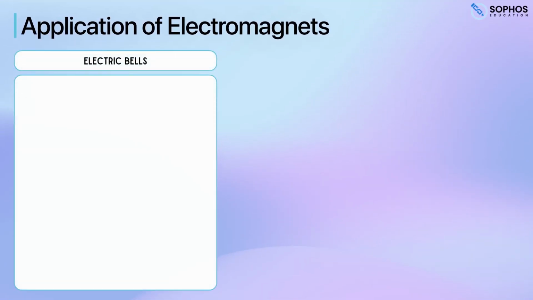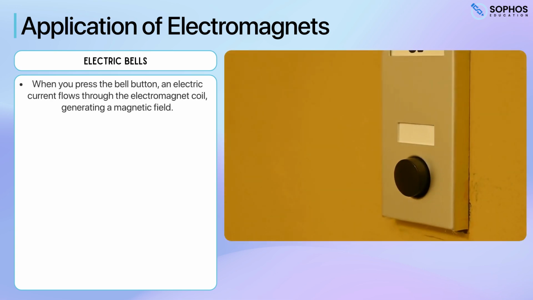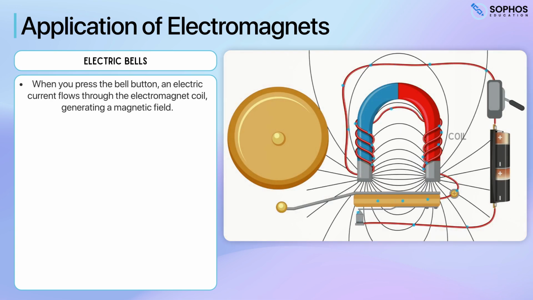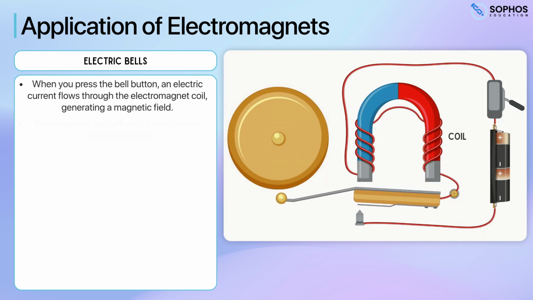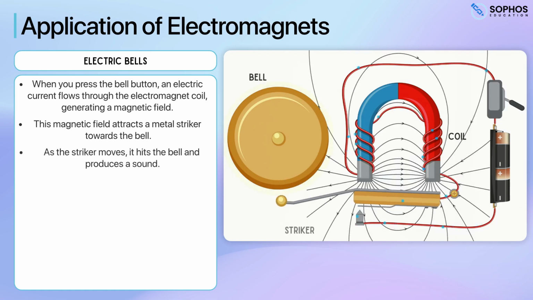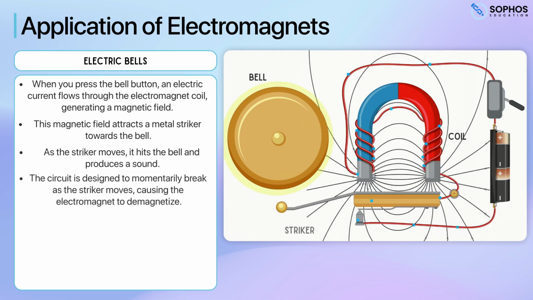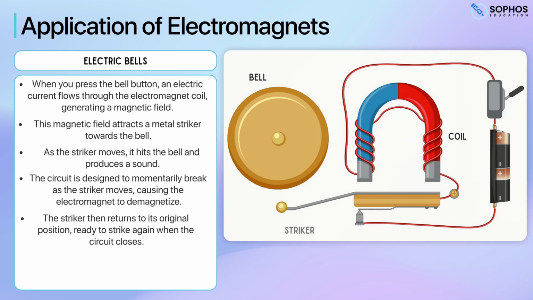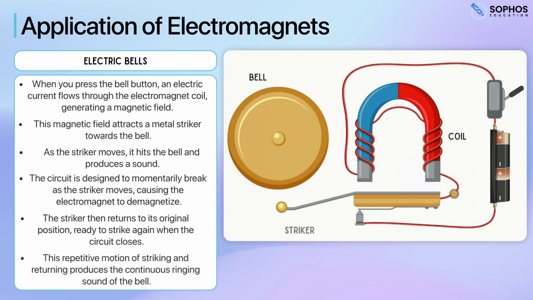Another interesting application of electromagnets is electric bells. Electric bells use electromagnets to produce a ringing sound. When you press the bell button, an electric current flows through the electromagnet coil, generating a magnetic field. This magnetic field attracts a metal striker towards the bell. As the striker moves, it hits the bell and produces a sound. The circuit is designed to momentarily break as the striker moves, causing the electromagnet to demagnetize. The striker then returns to its original position, ready to strike again when the circuit closes. This repetitive motion of striking and returning produces the continuous ringing sound of the bell.